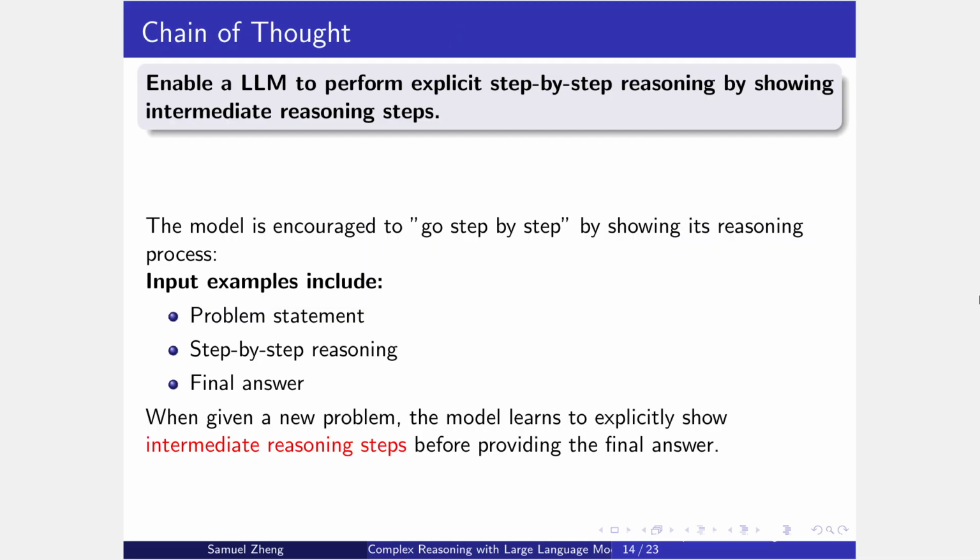However, few-shot prompting has limitations with more complex problems, and this leads us to chain of thought prompting, which enables language models to perform explicit step-by-step reasoning by showing intermediate reasoning steps. The key insight is that we don't just show the model the problem and answer, we also show the reasoning process. Input examples include the problem statement, step-by-step reasoning, and the final answer. When given a new problem, the model learns to explicitly show intermediate steps before providing the final answer. And this technique has proven remarkably effective at improving performance on complex reasoning tasks.